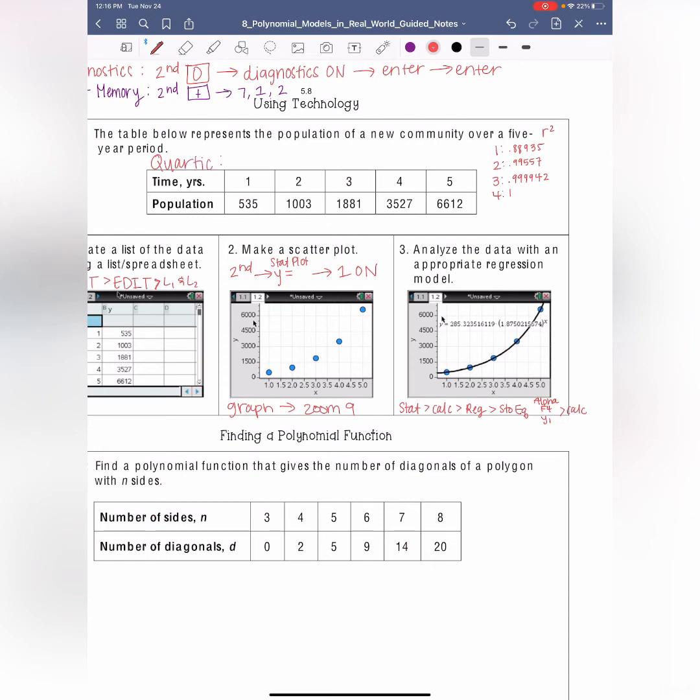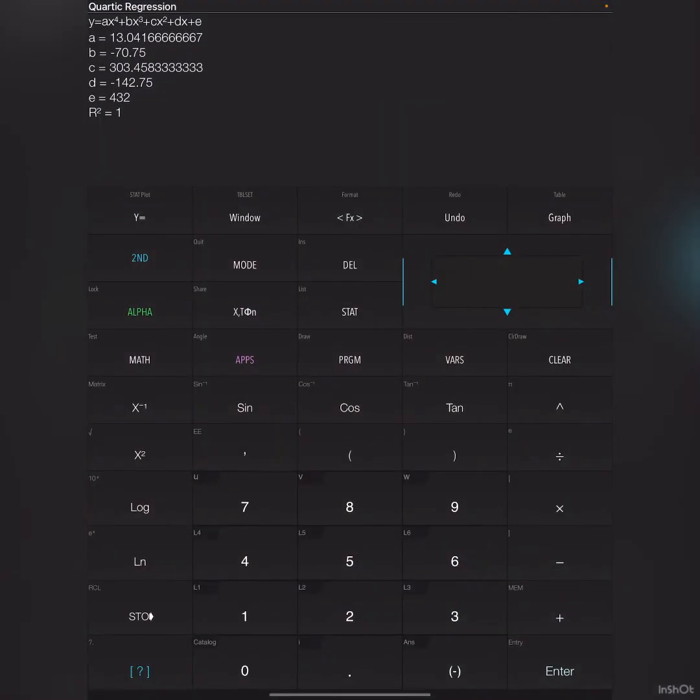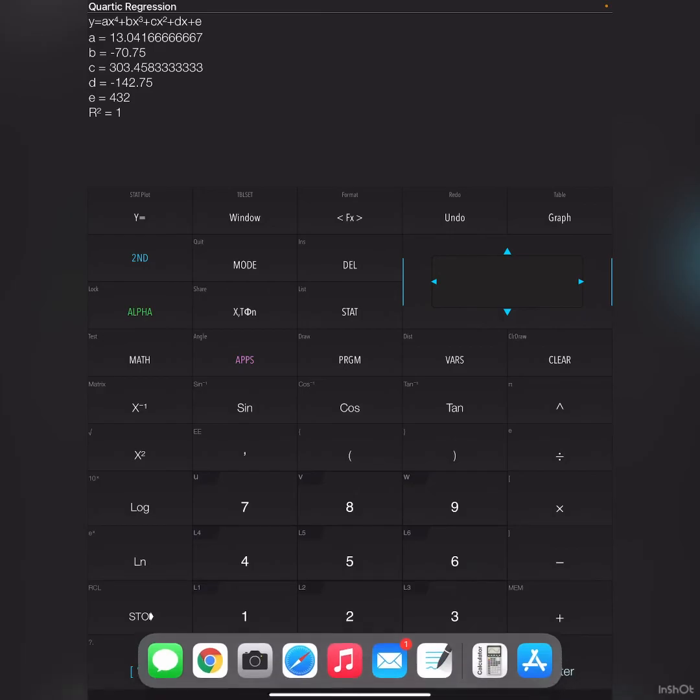Okay, so the quartic model is the best. We're going to write down the equation of that quartic model. In my class, we round to 3 decimal places, so that's what we're going to round all these values. Okay, so if I go back to looking at my calculator, it gives you the formula. So it says y equals ax to the 4th plus bx cubed plus cx squared plus dx plus e, and then it gives us all the values, the a value, the b value, the c value, the d value, the e value. So we're just going to plug that into the equation and write that equation out.